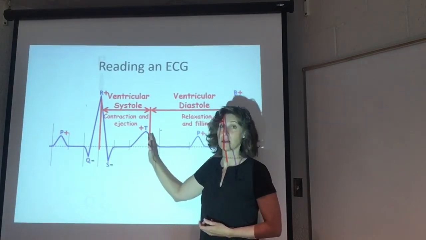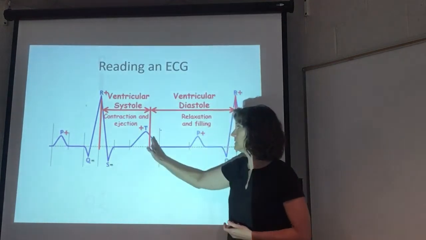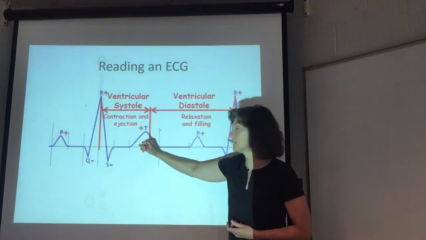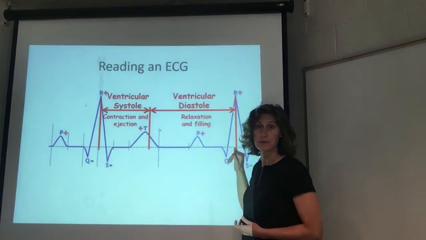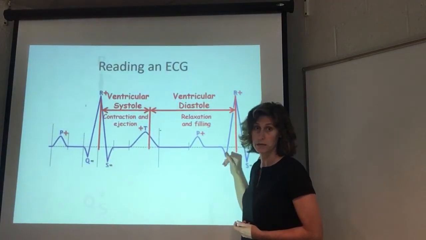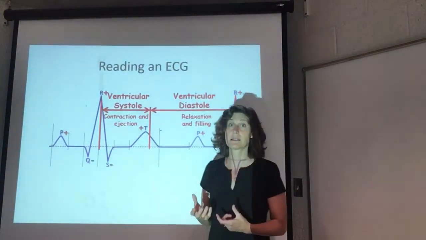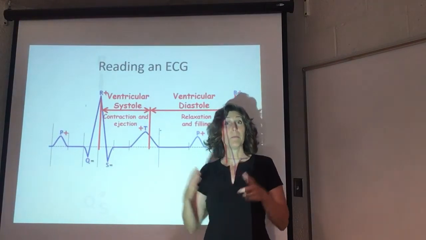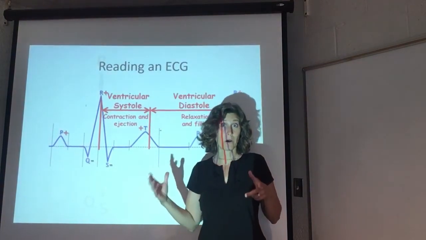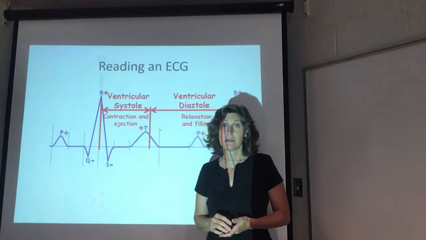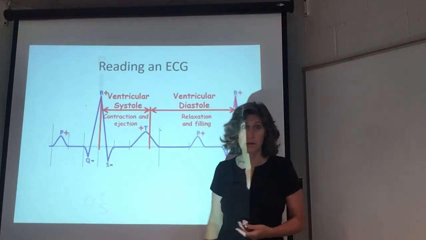That is systole. And then diastole starts at that third of the way down the T wave and ends at the R spike of the next heartbeat. So together, systole and diastole make up the amount of time from one heartbeat to the next. And they're just broken up in different time amounts.